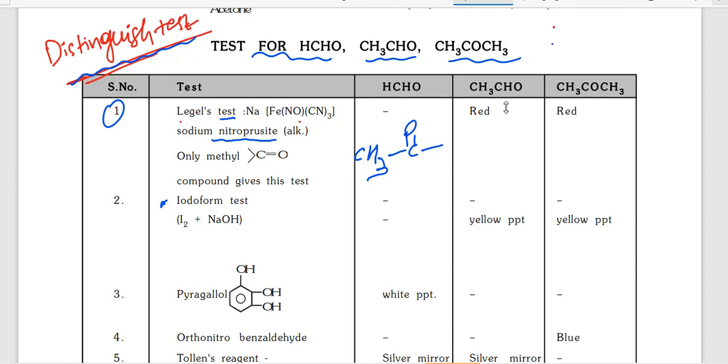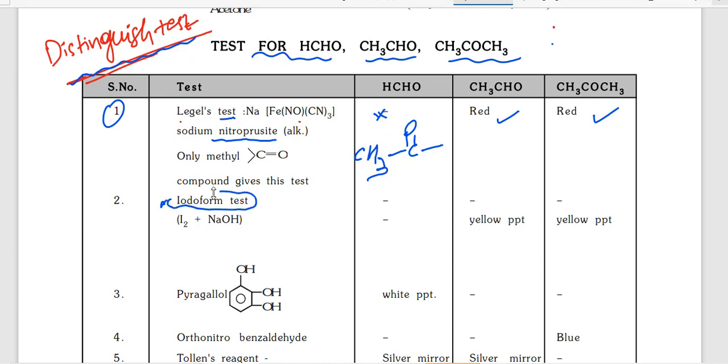Now aldehyde also has that group, that's why it is giving. Ketone also gives it. But formaldehyde is not giving. That's why we can distinguish formaldehyde first of all. As well, the second is the iodoform test.